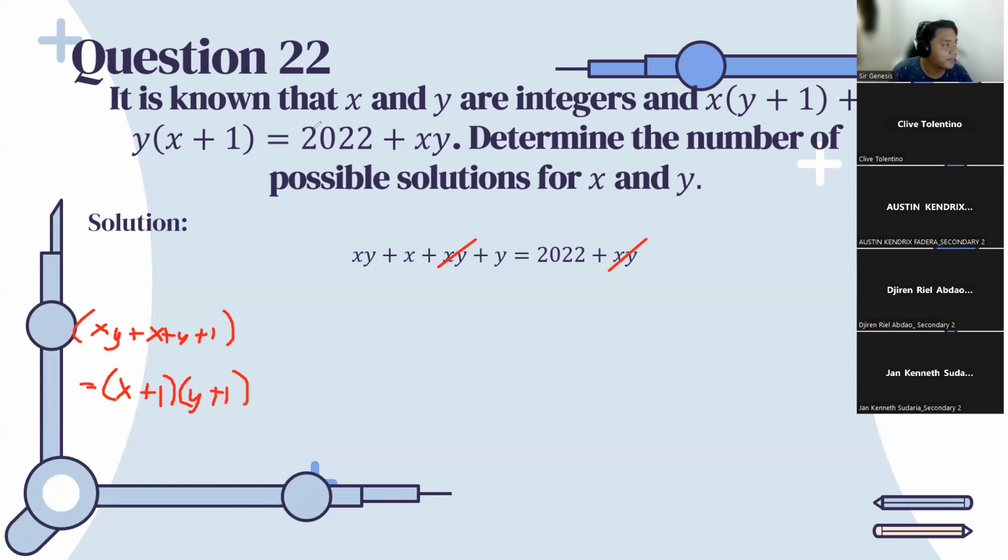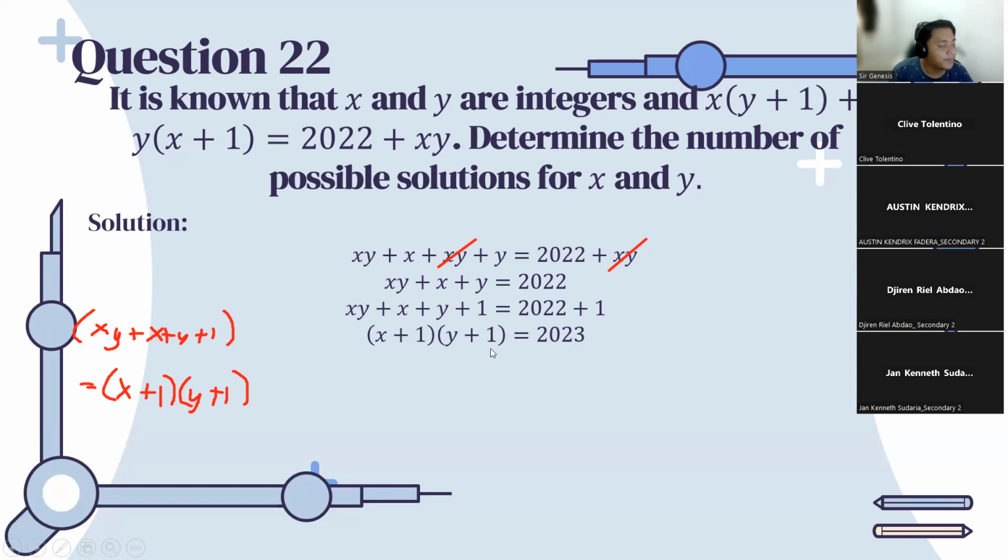Okay, so something like that. So that means that if I were to add 1 to both sides of this equation, I can already factor out xy plus x plus y plus 1, which will give us x plus 1 multiplied to y plus 1 is equal to 2023. Now, since we are talking about integers, x and y as integers, then what we can do is just count the number of factors for 2023.